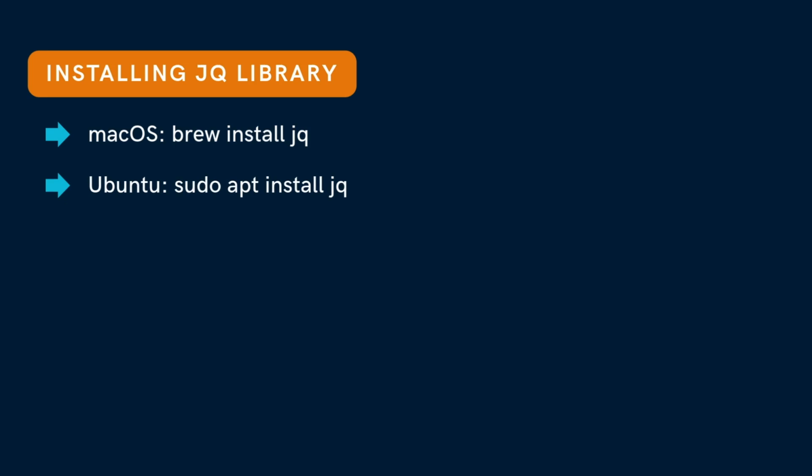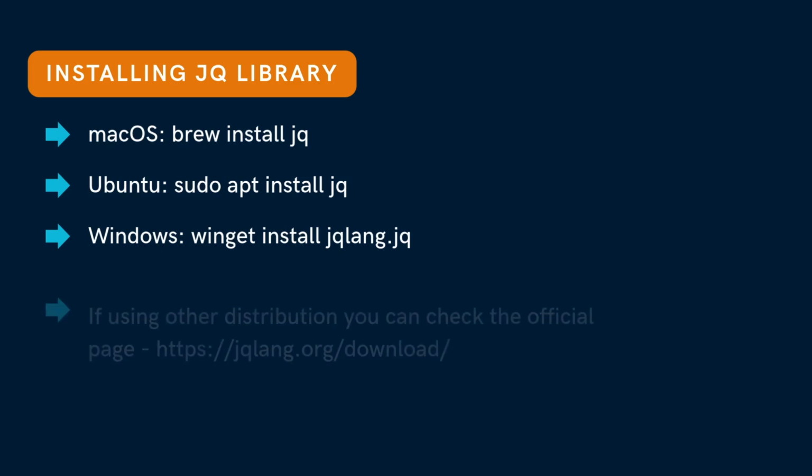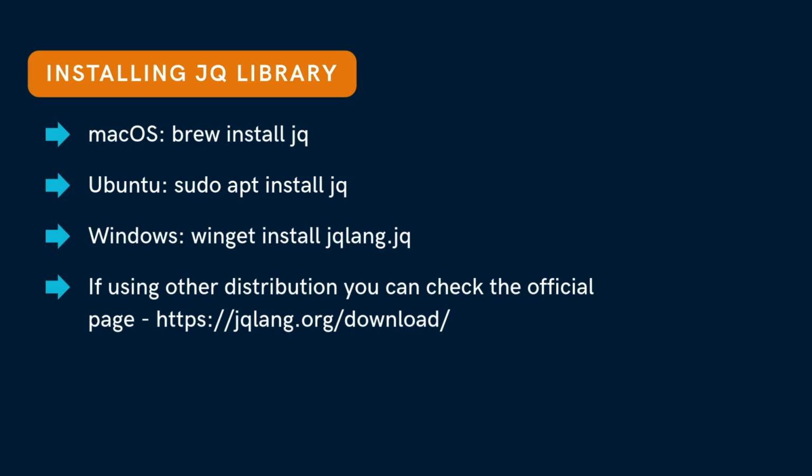Let's quickly install jq before we move forward. On macOS, if you are using Homebrew package manager, you can run brew install jq. On Ubuntu, if you are using apt package manager, you can do sudo apt install jq. On Windows, you can use winget package manager and install jq with winget install jqlang.jq. For other Linux distributions or other package managers, visit the official download page and follow the instructions for your system. If you are facing any issues, feel free to ask for help.